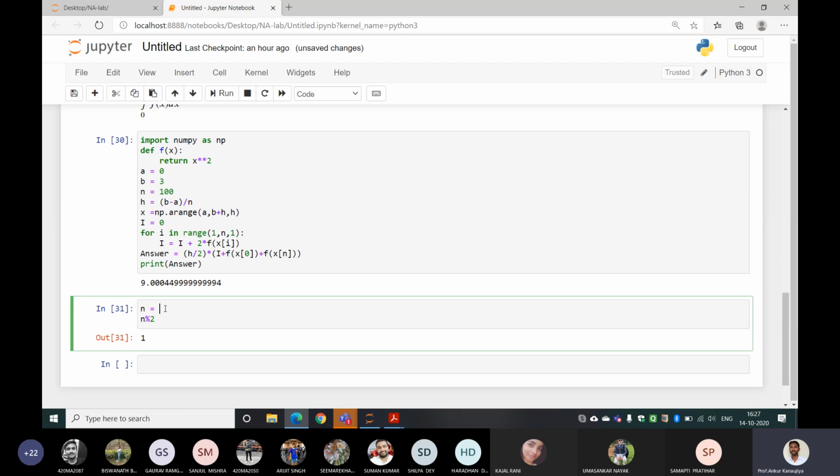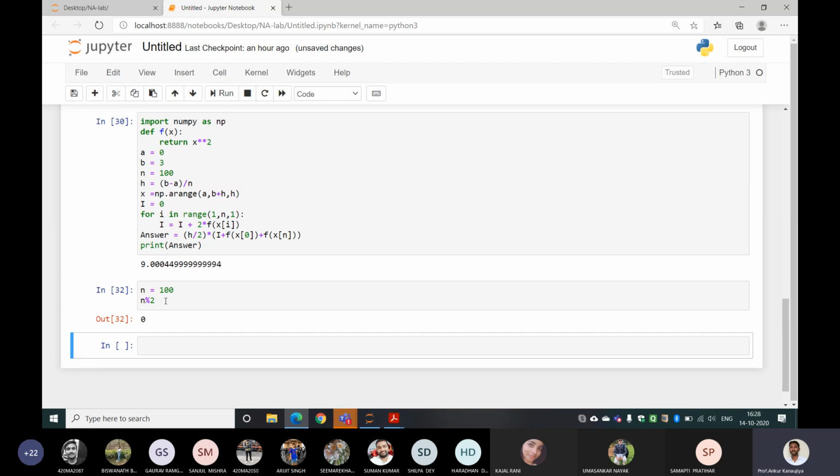If I write 100, it is divisible by 2. Then the remainder will come 0. So if the remainder is 0, that means it is divisible by 2. If the remainder is not 0, that means it is not divisible by 2. So like that you can check.